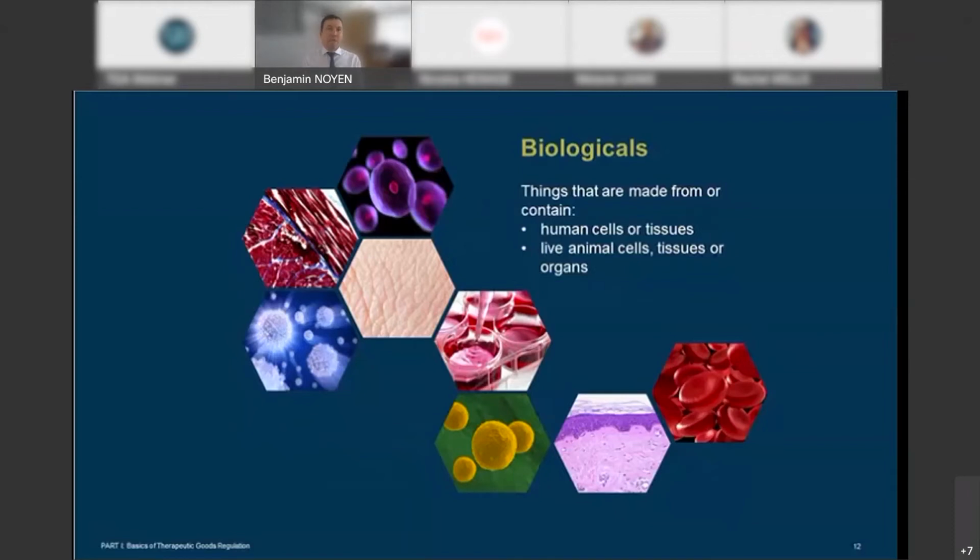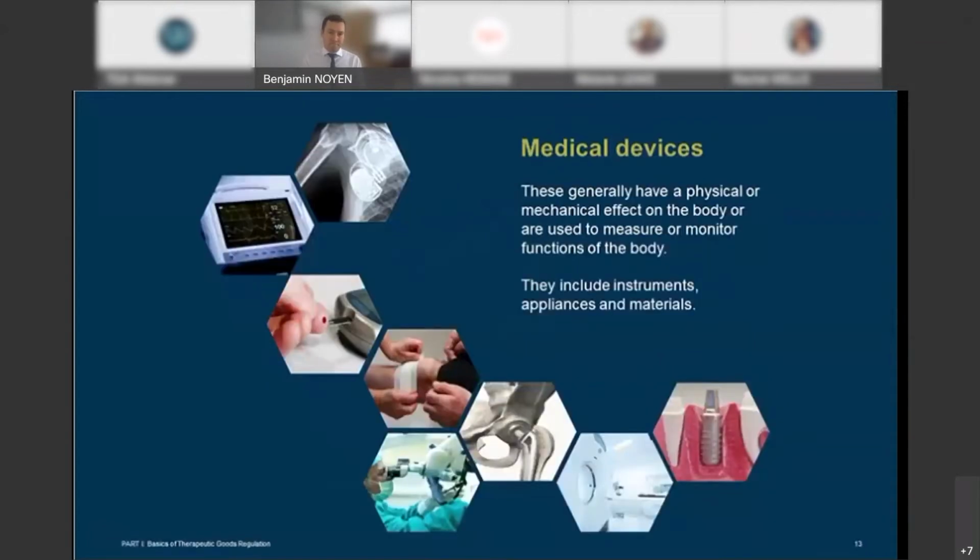The second category is biologicals, which are things made from or containing human cells or tissues, or live animal cells, tissues, or organs. An example is a skin graft between patients. Medical devices have a physical or mechanical effect on the body, or are used to measure or monitor bodily functions, and include instruments like surgical tools, appliances such as pacemakers, and materials like sterile bandages.